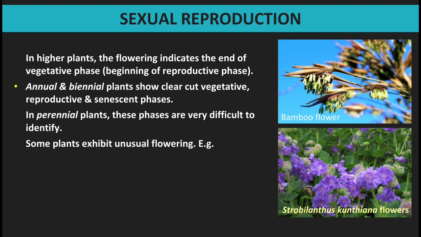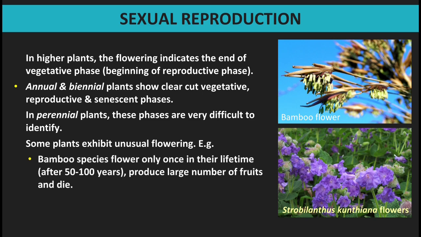Now there are some plants which show a variable, or I can say a modified or a little bit strange flowering pattern, right? The flowering is not occurring on a regular basis in some of the plants. For example, bamboo, where once in a lifetime the bamboo plant is going to produce the flower, and at the same time so many fruits are going to be produced, and at that particular period the bamboo plant is going to die.